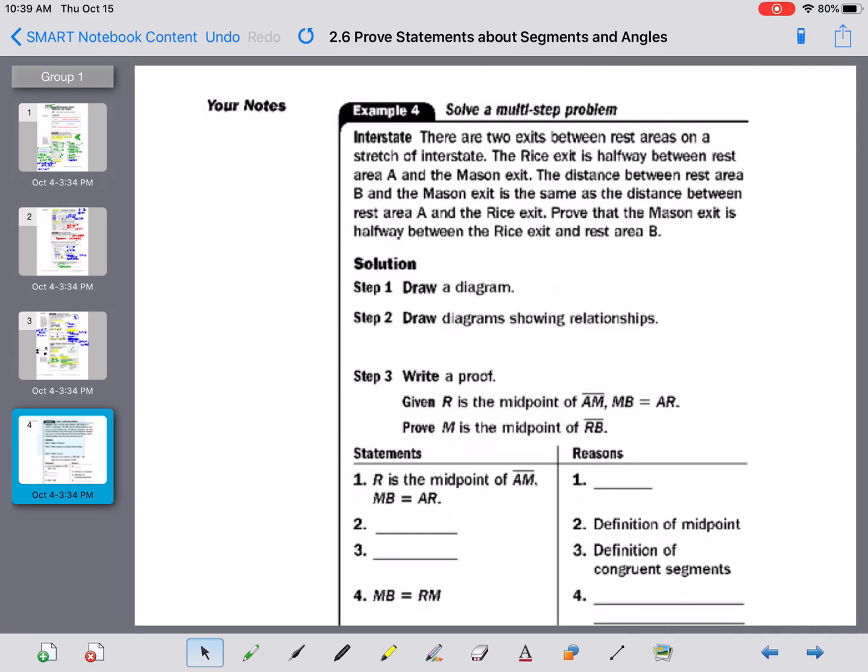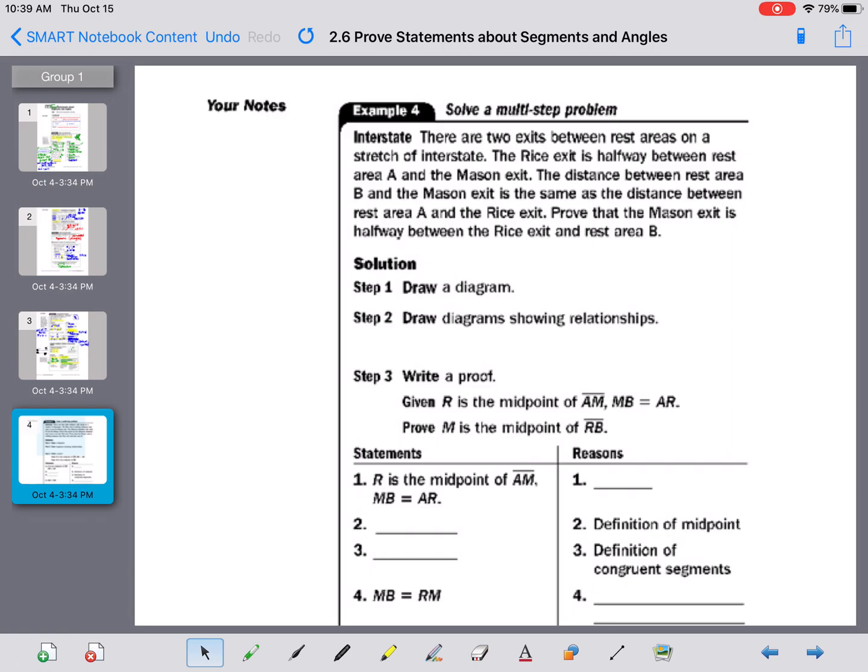All right, story problem. There are two exits between the rest areas on a stretch of interstate. The Rice exit is halfway between rest area A and the Mason exit, and the distance between rest area B and the Mason exit is the same as the distance between rest area A and the Rice exit. Prove that the Mason exit is halfway between the Rice exit and the rest area B. Got it all figured out, right?